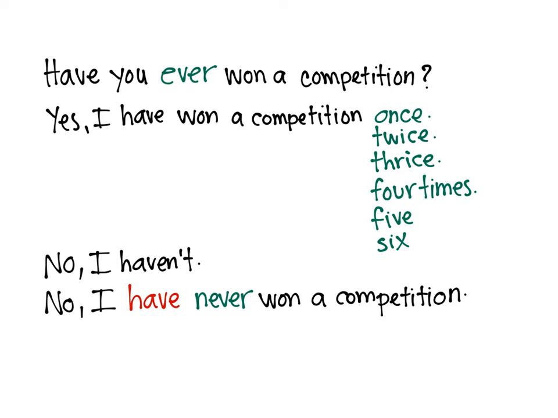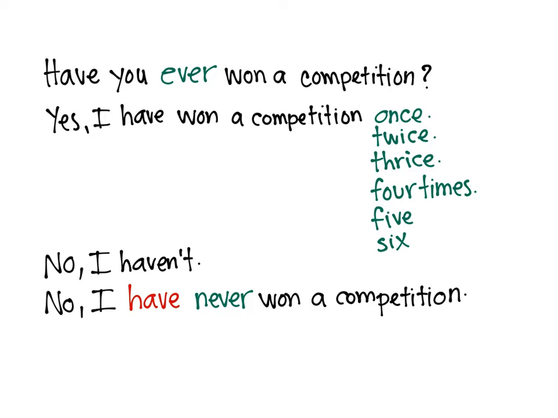For this, we're going to use these time markers. I've written some examples. Here it says, have you ever won a competition? Again, ever. Have you ever? That means, have you at least once in your life, in your complete life, won a competition? The answer is yes. I have won a competition once, twice, thrice, 4 times, 5 times, 6 times, etc. So in this case, you can say, yes, I have, and that's it. Or maybe you can tell me how many times you have done that.